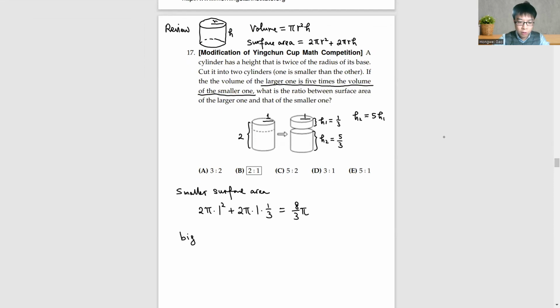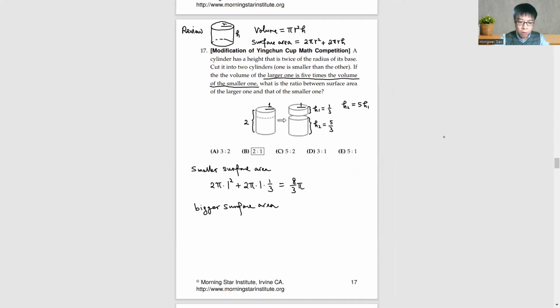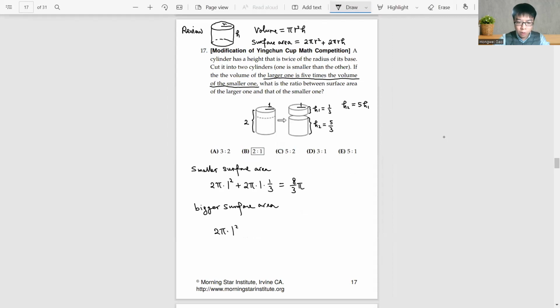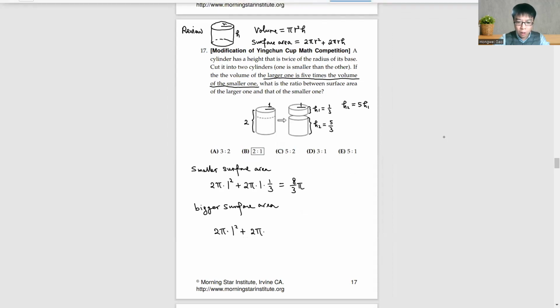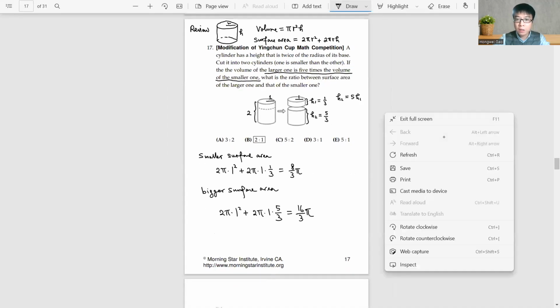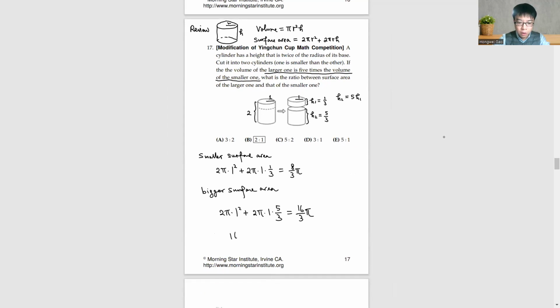Now we consider the bigger surface area. 2 pi r squared plus 2 pi r times the height, which is 16/3 pi. So we can find the ratio of their surface area. 16/3 pi to 8/3 pi. The answer is basically 2:1. So we choose B here.